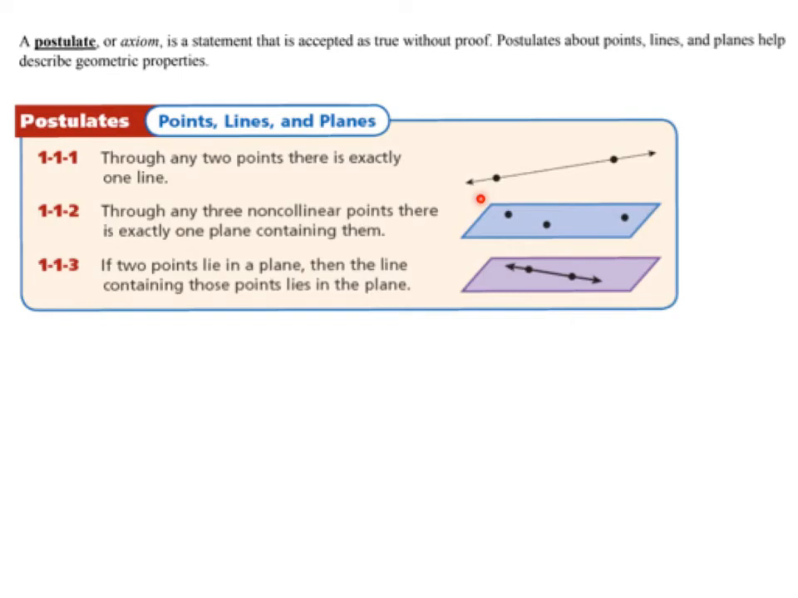A plane has 2 dimensions. So I have the one dimension of the line going through 2 of the points, and once I add that third point in there, I have to create a plane.